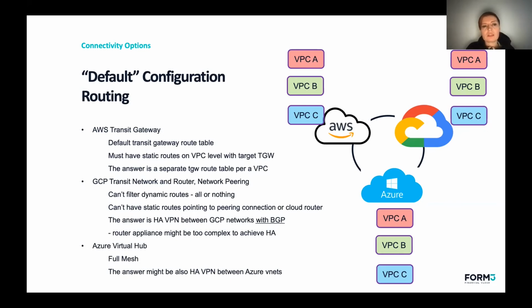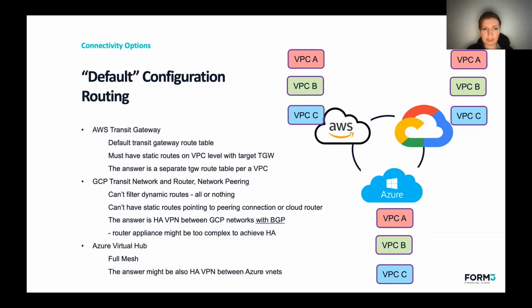Azure. So with AWS default configuration, we have the default transit gateway route table. And this means that basically VPCs can route to any other VPC connected to this transit gateway. The answer to the problem is to use a separate transit gateway route table per VPC.